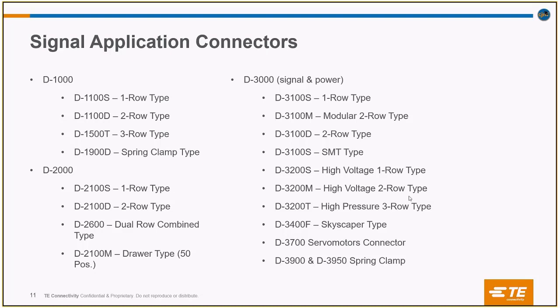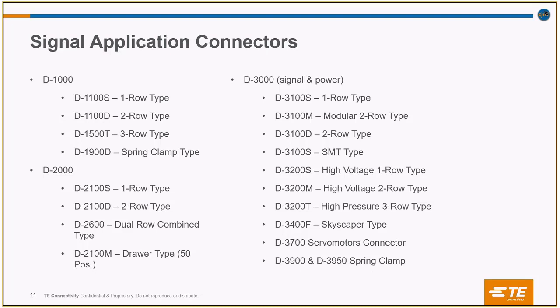3200M is high voltage 2 row types. Then the 3200T is a high voltage 3 row type. Then we have one known as the skyscraper type. Skyscraper is nothing but a tower. Then the D3700 is the servo motor connector, and D3900 to 3950 is the spring clamp.